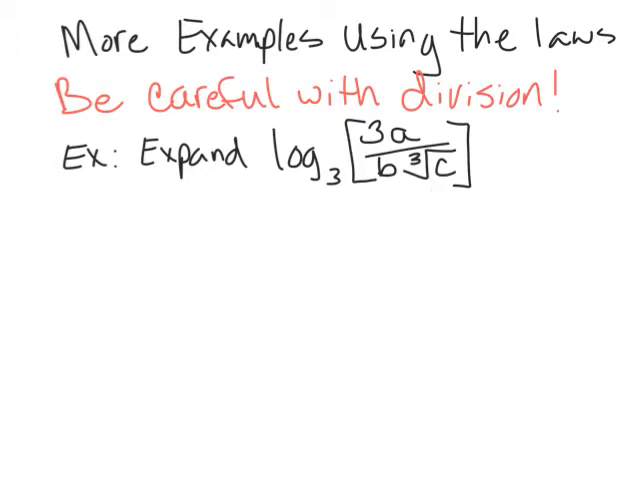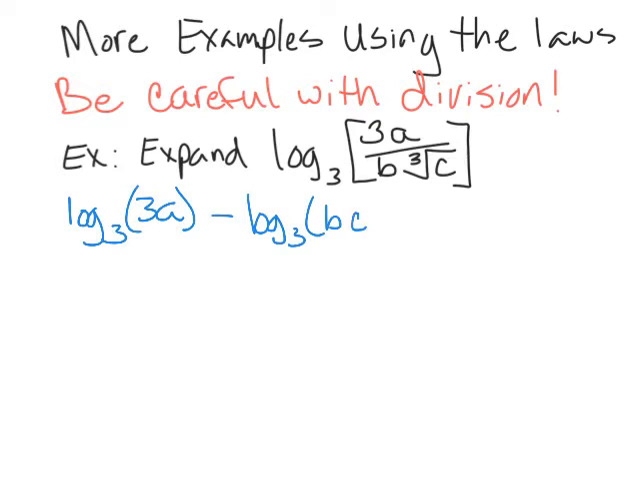So to get started, we have log to the base 3, and then my argument is 3a over b times the cube root of c. I'm going to start to break this apart by separating out the numerator and denominator with subtraction. And here's what that looks like. I end up with log to the base 3 of 3a minus log to the base 3 of b, and then instead of writing the cube root, I write c to the 1/3. I want to write it as an exponent so I can use that third law to break that apart.